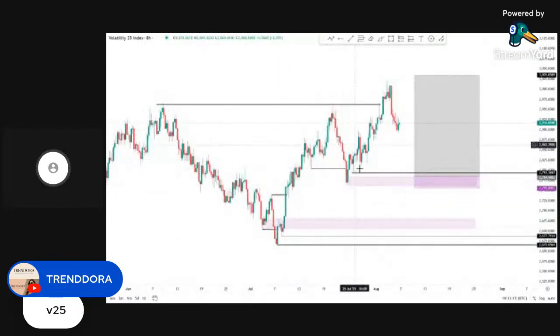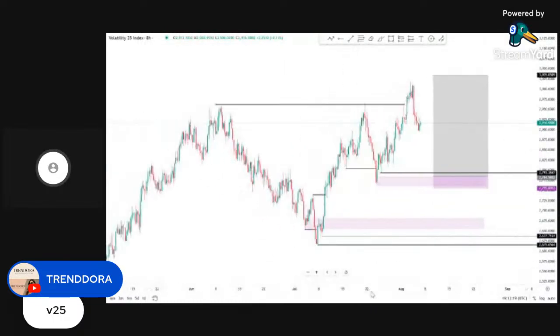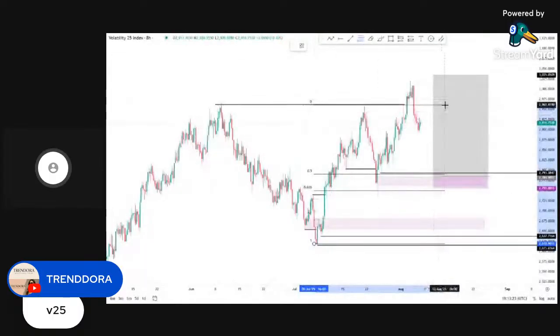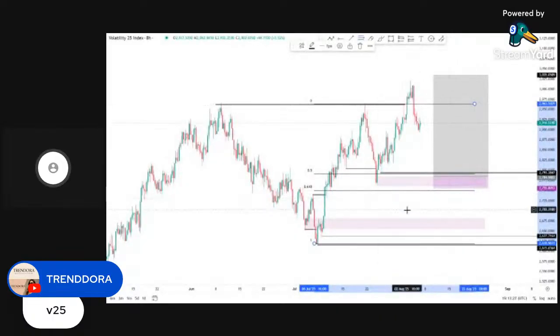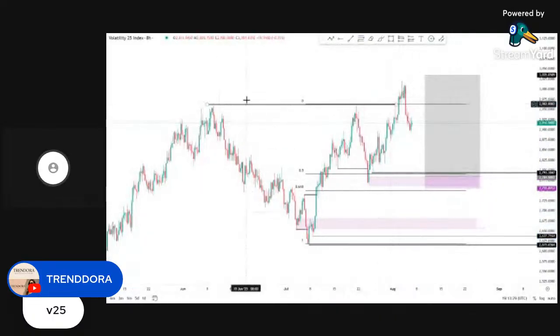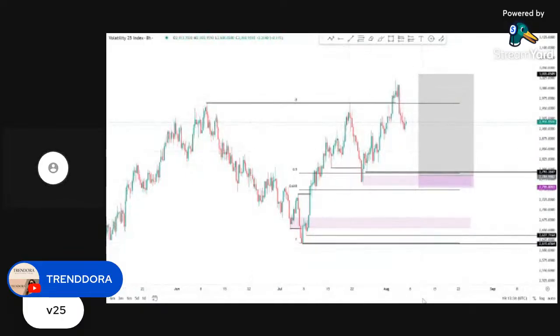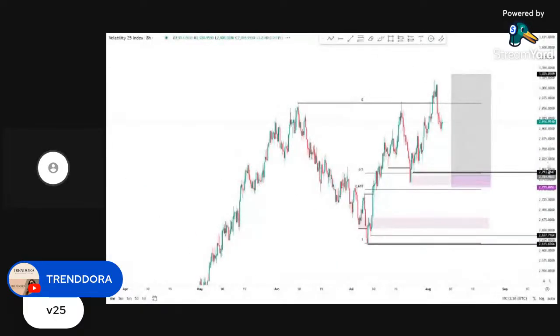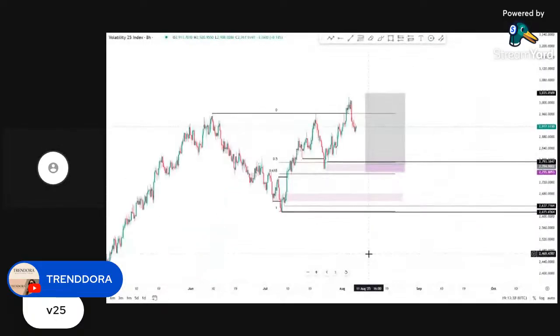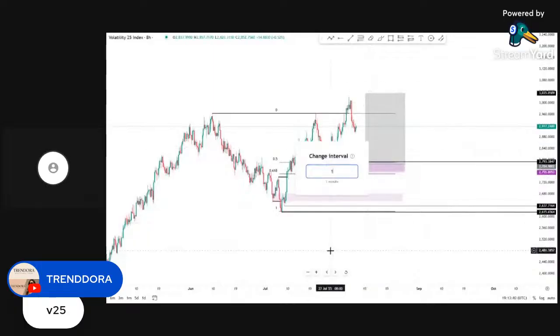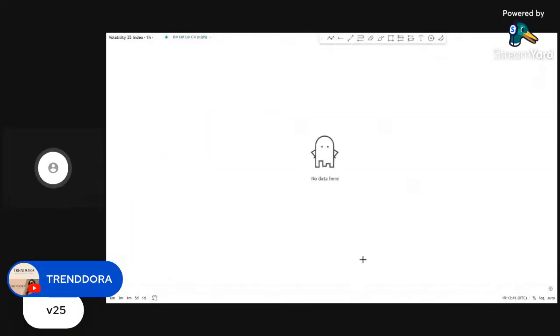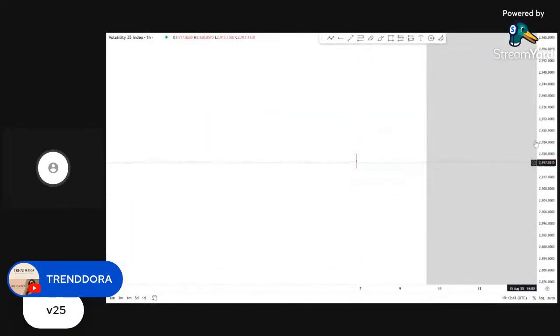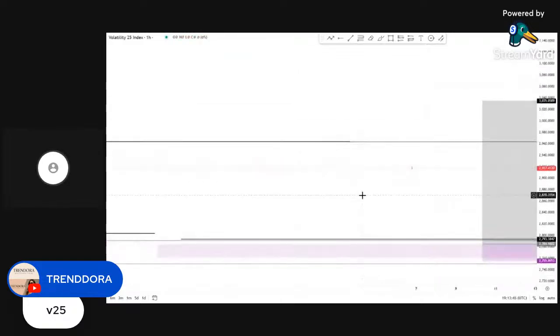But this is a clear setup. Let me see if it's at the 50% of the range. Yes, it's at the 50%. So this is a very good trade setup to look out for. So yeah, that's that. Nothing much. Can as well look for sells to the downside, but preferably I just wait for the buy.